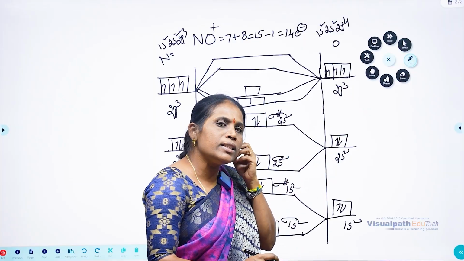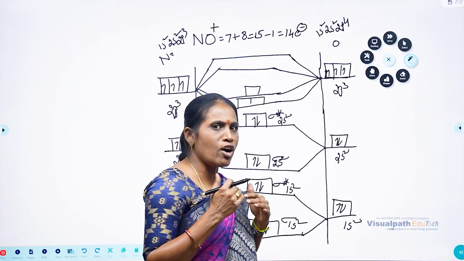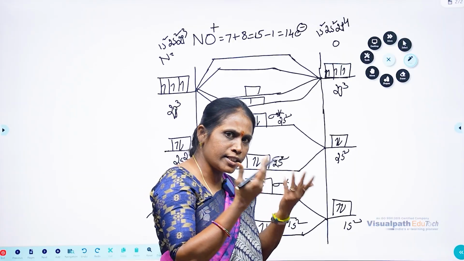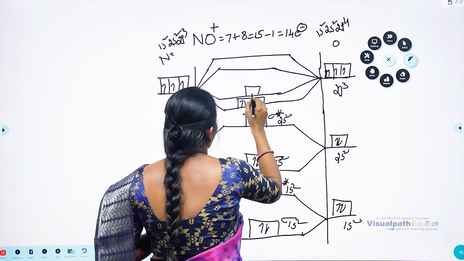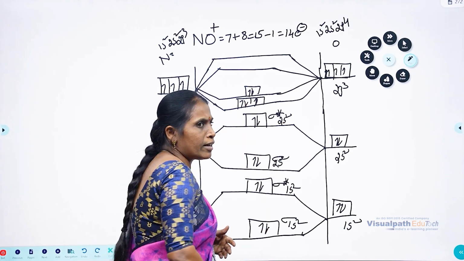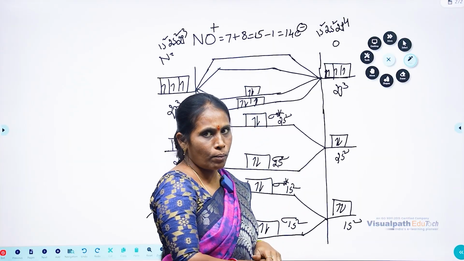So in these 6, first they enter into the bonding. After filling of the bonding, the remaining electrons enter into the anti-bonding. So here first the electrons enter into the bonding. So here the electrons are completed now. So here it is the MOT diagram of the NO molecule.